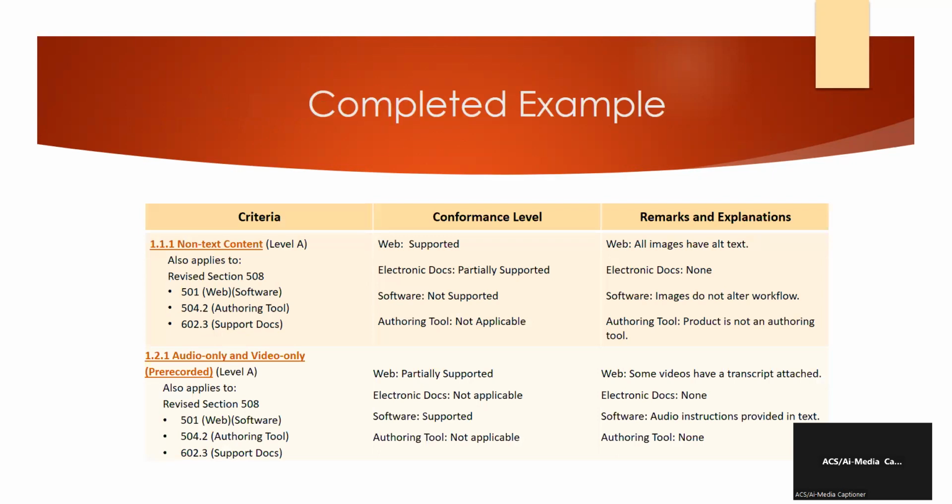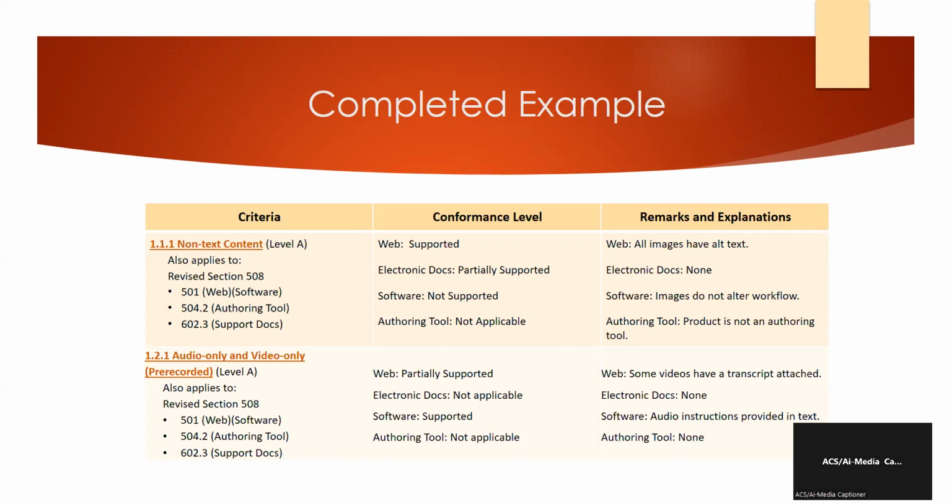So here's a completed example. For 1.1.1, the conformance level for web is supported, electronic documents is partially supported, software is not supported, and the authoring tool is marked not applicable. Further remarks and explanations: the web is stating all images have alt text. Electronic documents just says none. Software is images do not alter workflow. And authoring tool is product is not an authoring tool.